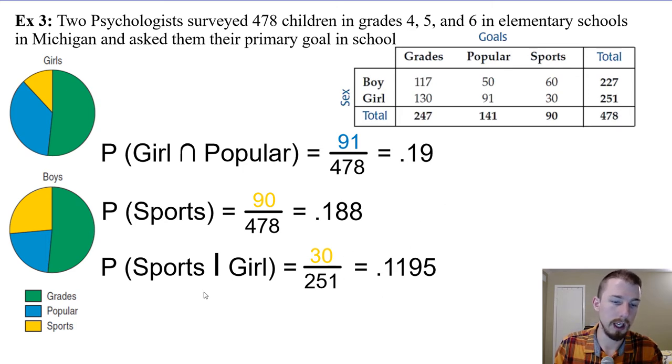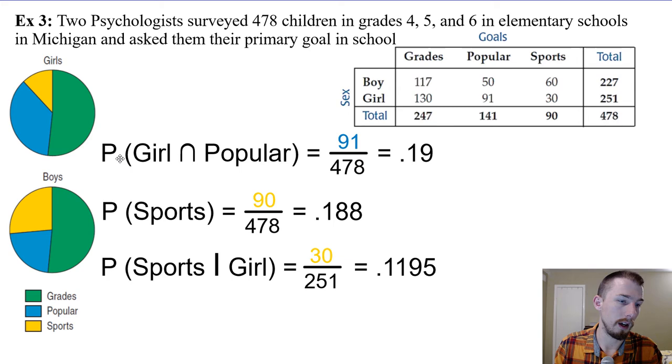Now what's interesting is we can actually tell if these are independent if the probability of liking sports is the same as the probability of liking sports given that you're a girl. So this is really the marginal distribution. So 18.8% of all students like sports, and this is the conditional distribution, which is the 11.95%. Now these two would have to be the same or very, very close in order for us to say that there's no evidence or very little evidence of an association between these two.